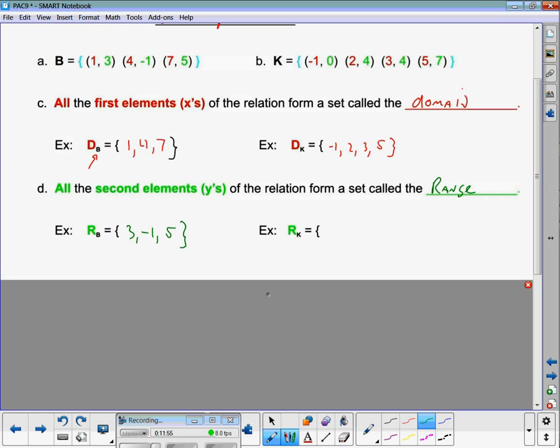Anybody converting yet? Do we have any conversions? Okay, so let me talk about the relationship K. So relationship K, guy -1 is dating girl 0, guy 2 is dating girl 4, guy 3 is dating girl 4, and guy 5 is dating girl 7. And of course, as the range, we want to list all the girls. So look at what you have and say, are all the girls listed?